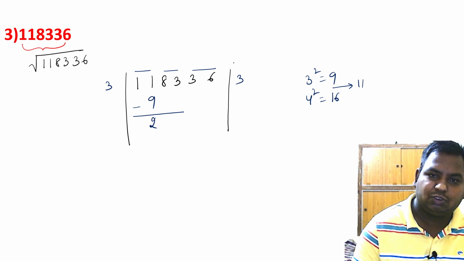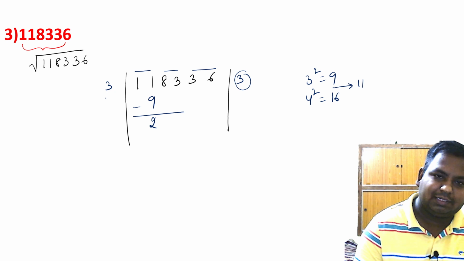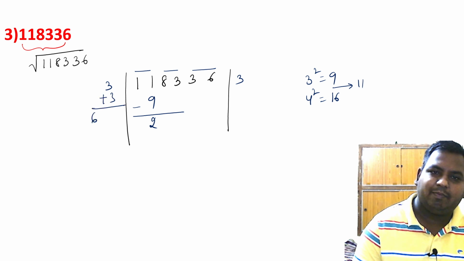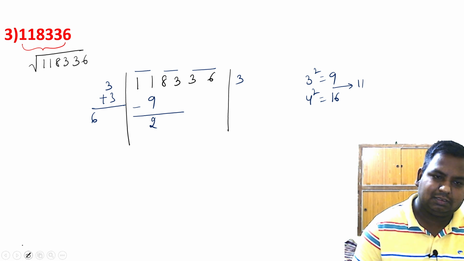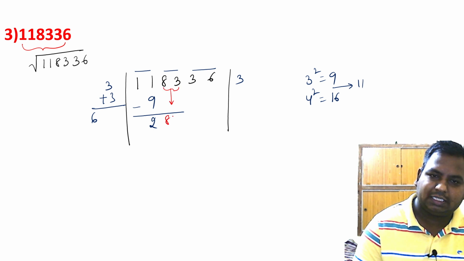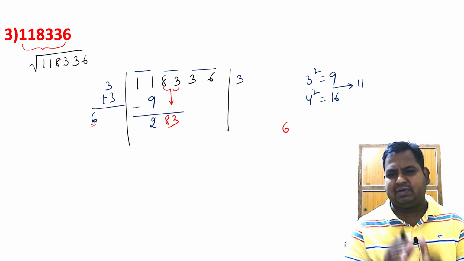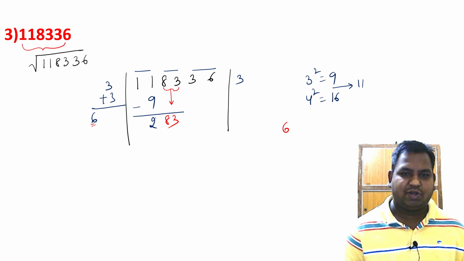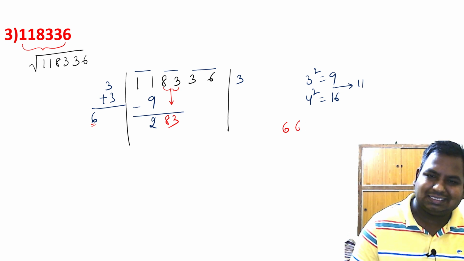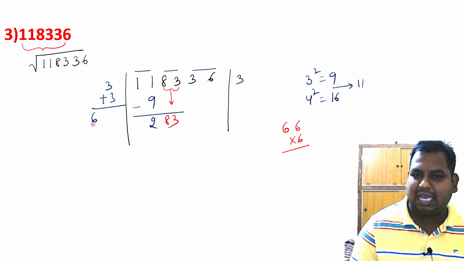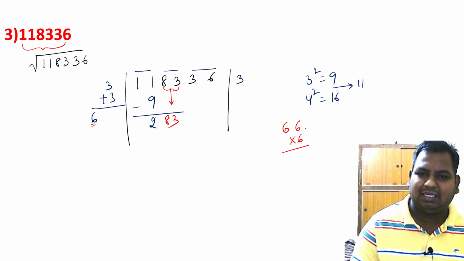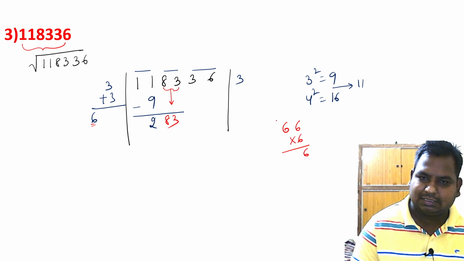So now what should we do? We need to add this 3 here. We'll get 6. Next, bring down the digits under the next bar. Under the next bar we have 83. So bring down 83. You're going to get 283. Now we have 6 here. Whichever number I write beside 6, with the same number you have to multiply. I'll go with 66 6s. I'm writing 6 here, so with 6 you have to multiply. 6 6s are 36.